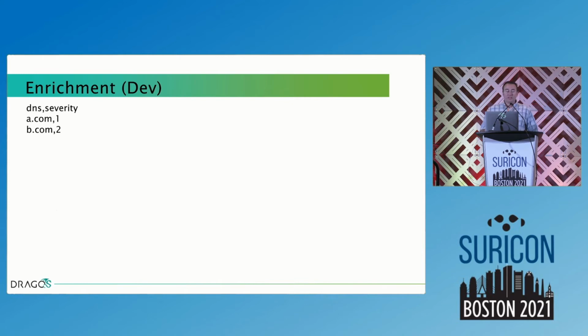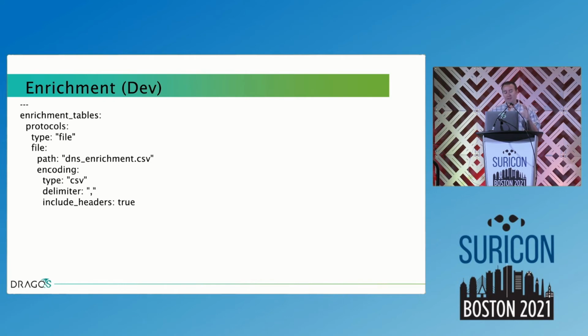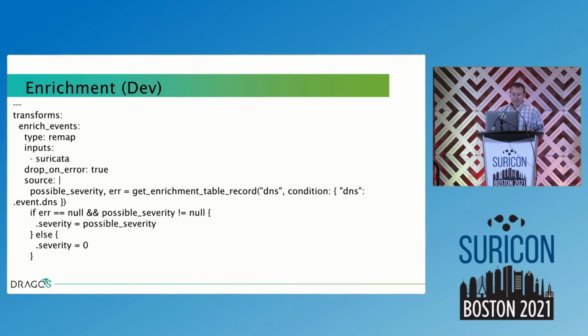There's a new functionality coming. It's enrichment. So you start out with a CSV file. Don't read too much into these examples. They were very useful, but in this case, we have some DNS and we want to give it a severity. So we put that in a CSV file. We then load that into our configuration. There we go. And then, same thing, we can do in our remap.